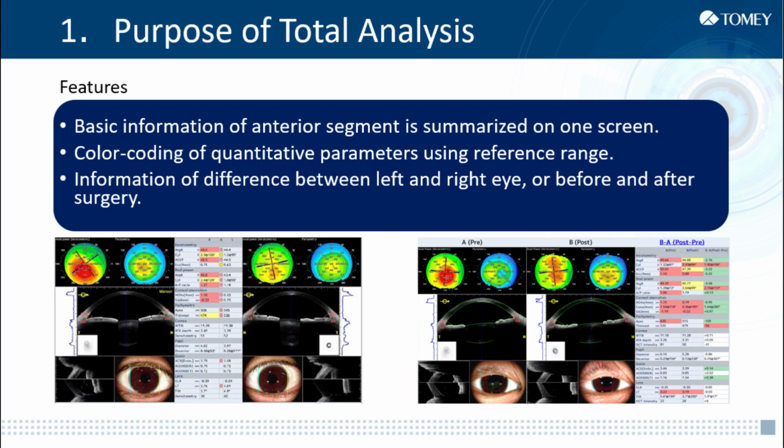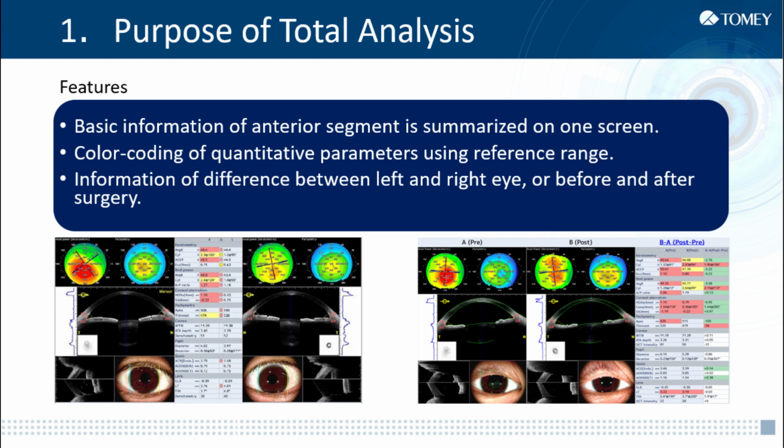Before moving on to the details of the application contents, I would like to tell you about 3 features of this application. Firstly, this application displays several images and various parameters of the anterior segment at the same time. Seeing various anterior segment information at the same time is just like when we perform examination with a slit lamp. Specifically, there are 8 images and more than 20 indices of the anterior segment.